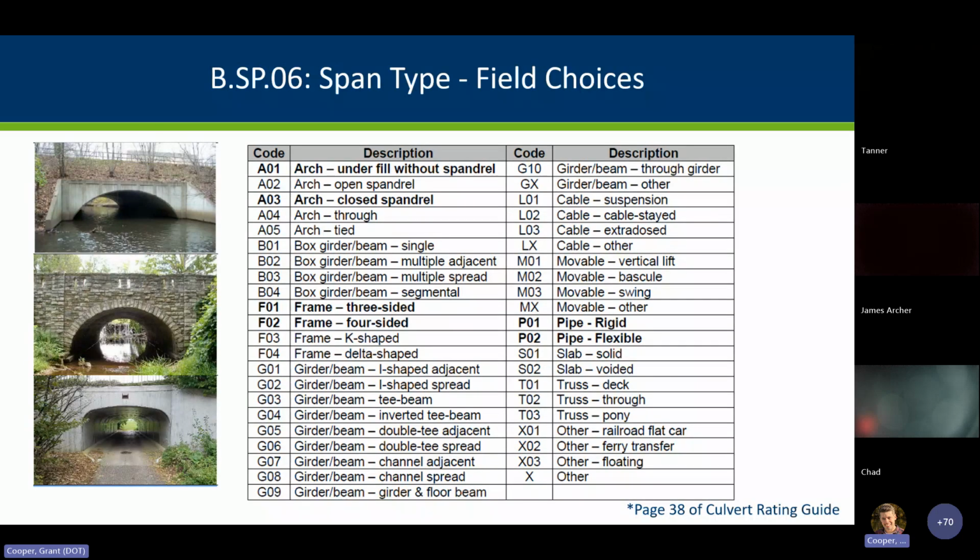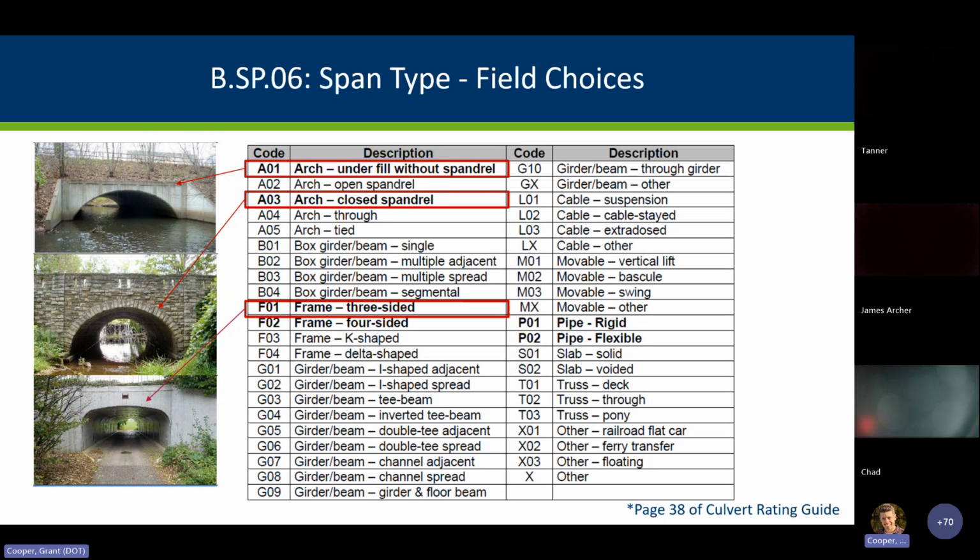Span type. Again, you'll see the full list. These are just some examples. So arch under fill without spandrel. You see a lot of fill, and then the roadway or pathway above the culvert. Closed spandrel, the roadway or pathway is directly on top of the arch.